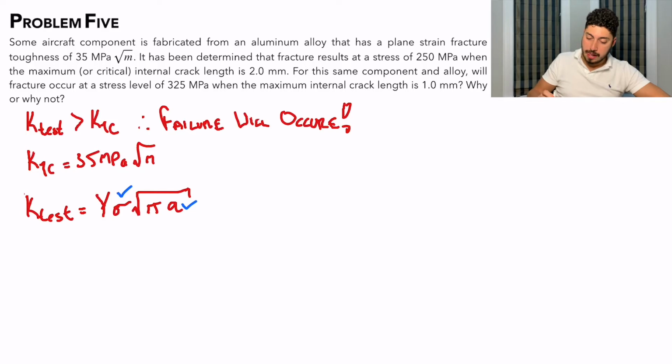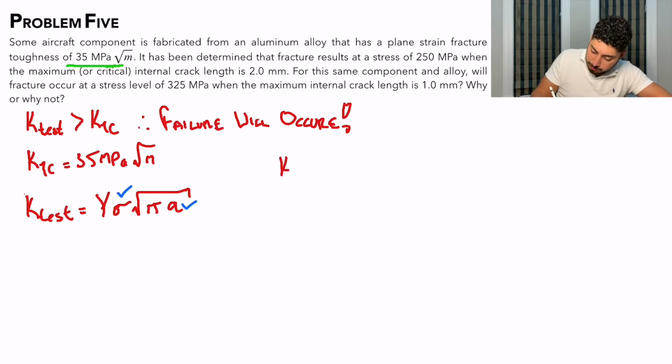But the plane strain fracture toughness that was given to us and the test are on the exact same component. Therefore, the geometry factors will be the same. So we can use some of the information that was given to us about the plane strain condition, solve for the geometry factor, and then use that to find our fracture toughness of our test condition.